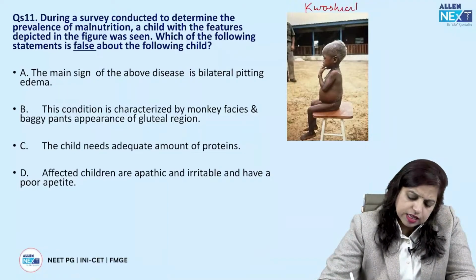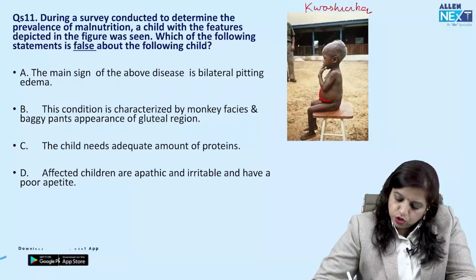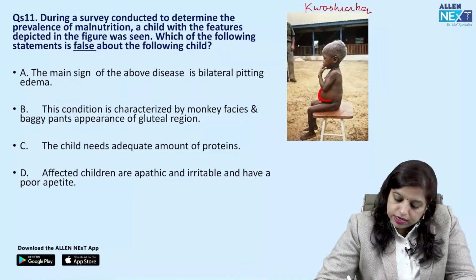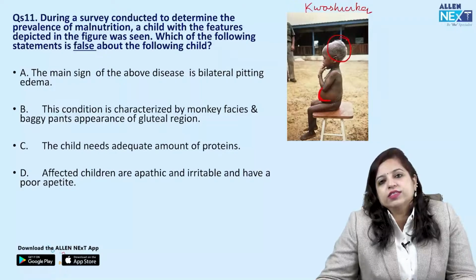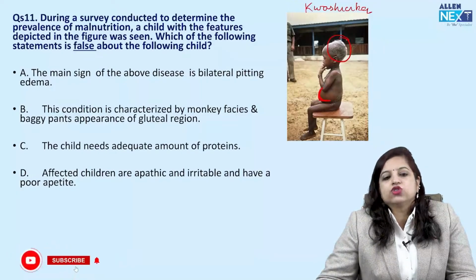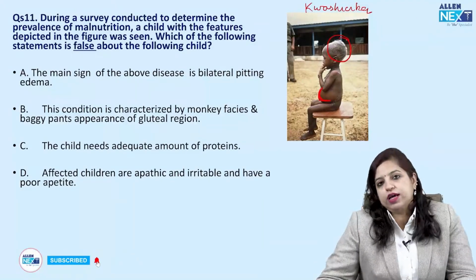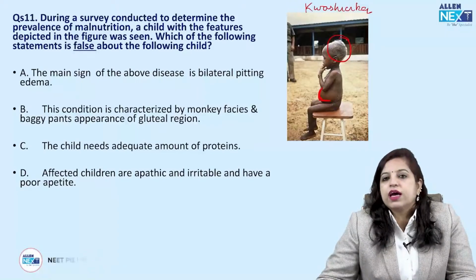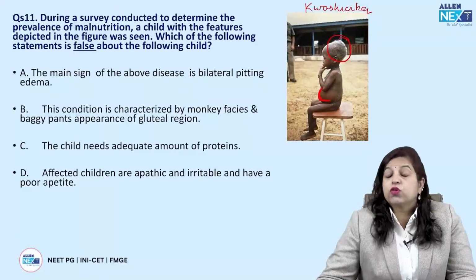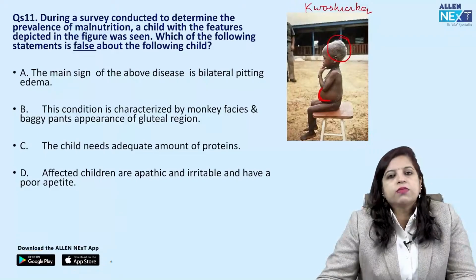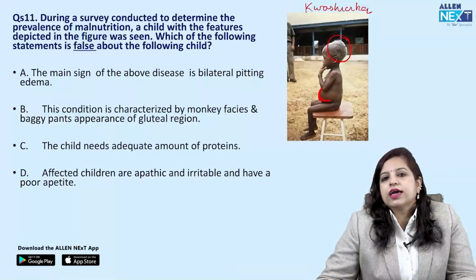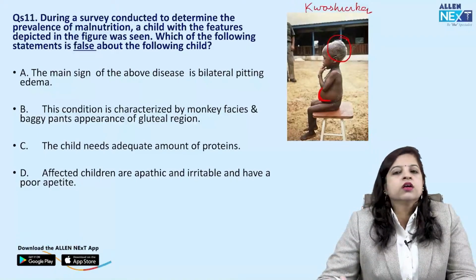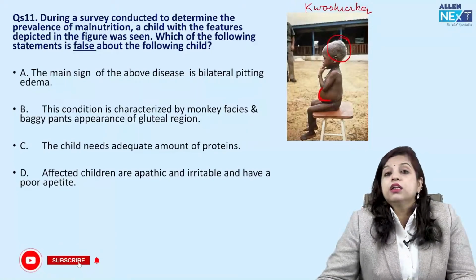Why did I say Kwashiorkor? Look at his pot belly, number one. Look at his hair. These two are giveaway signs which tell us that this is a child of Kwashiorkor and not marasmus. Marasmus would not have a pot belly. He or she would be totally wasted. Plus, the hair changes are not seen in marasmus. They are seen in Kwashiorkor, right?